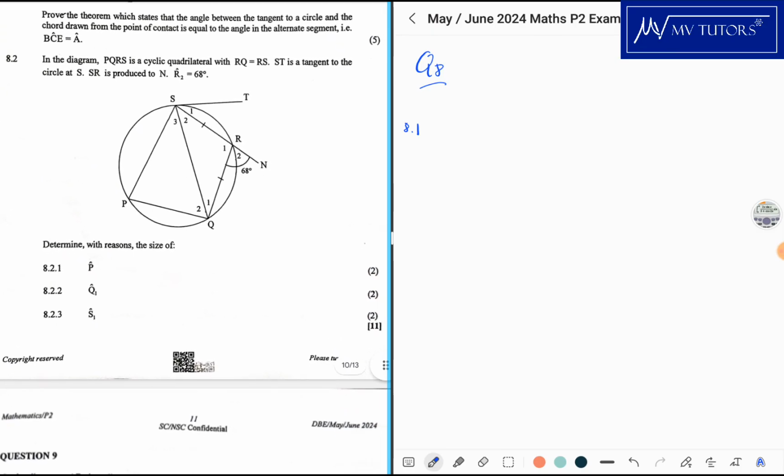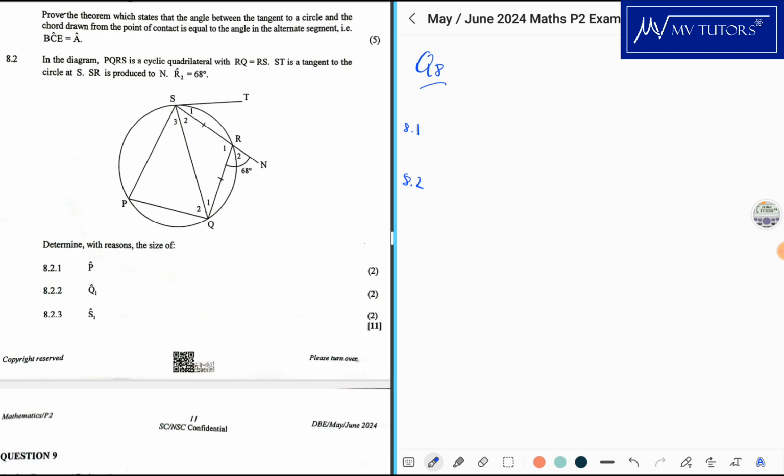Let's go forward to 8.2. So in the diagram, PQRS is a cyclic quad. Okay, if you hear cyclic quad, you should immediately think external angle of a cyclic quad is equal to the interior opposite angle. You should think that opposite angles in a cyclic quad are supplementary, meaning if you add them, they equal 180. Or also you should think of the angles subtended by the same chord are equal. Okay, that's what you should think about when you hear cyclic quad.